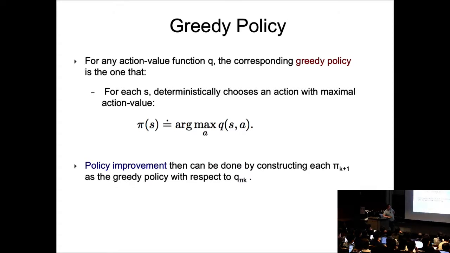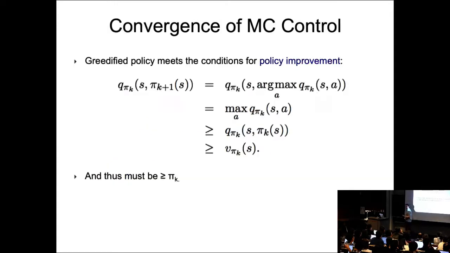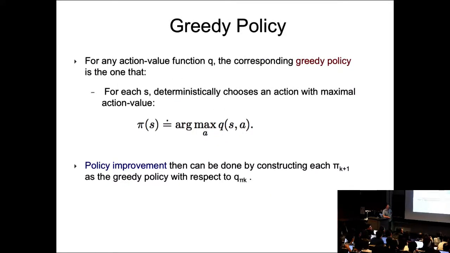And then for policy improvement, for each one of those steps, you're going to be constructing the new policy pi k plus 1 as the greedy policy with respect to Q pi k. Okay? And here's a little proof, basically showing that if you do this, ultimately you will converge to the optimal policy, right?